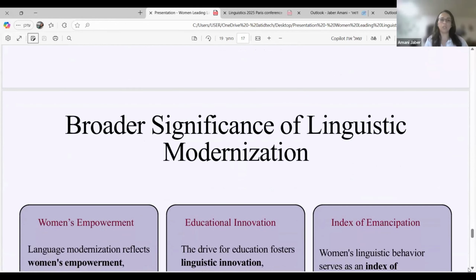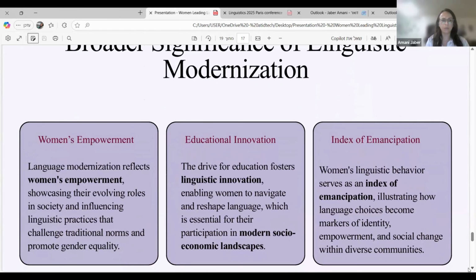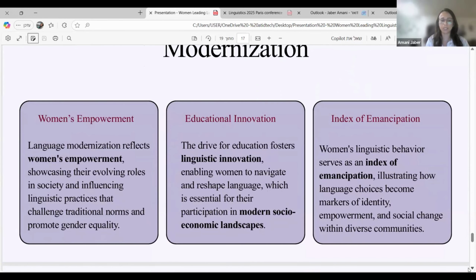I would like now to look at the broader significance for the linguistic modernization. If I look more into what was happening and the linguistic performances that both sides of the study were taking part in, I would look at women's empowerment, educational innovation, and the index of emancipation. In terms of women's empowerment, language modernization reflects women's empowerment, showcasing their evolving roles in society and influencing linguistic practices that challenge traditional norms and promote gender equality.